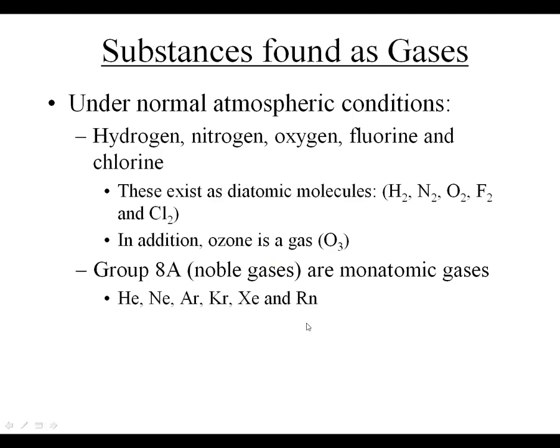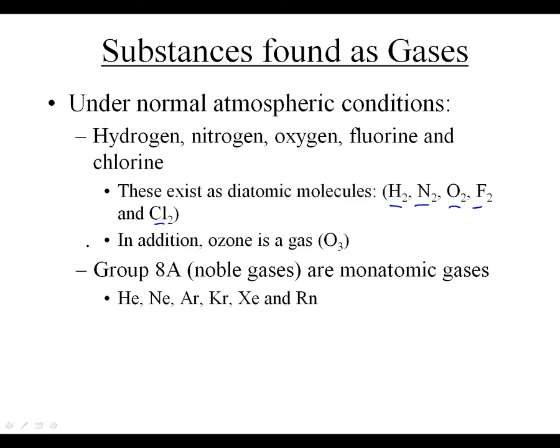Some that are gases under normal conditions are hydrogen, nitrogen, oxygen, fluorine, and chlorine. If you remember, these are all of our diatomic molecules. This is how they naturally come by themselves, as twos: hydrogen gas, nitrogen gas, oxygen gas, fluorine, and chlorine. Ozone, which is O3, is also a gas, and on our periodic table, group 8, the noble gases, are also in the gas state.